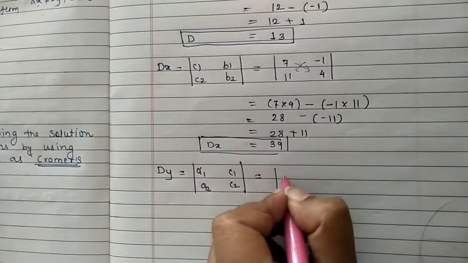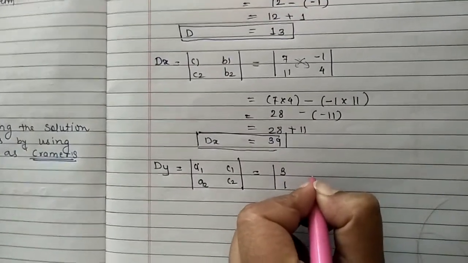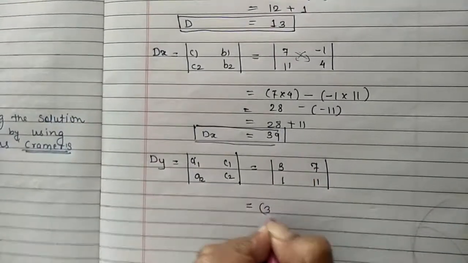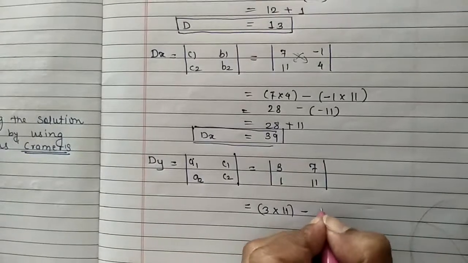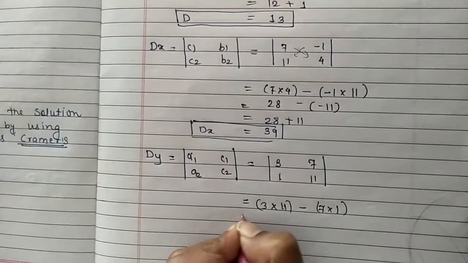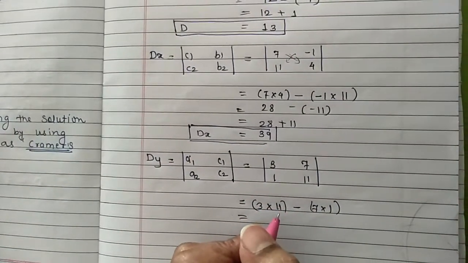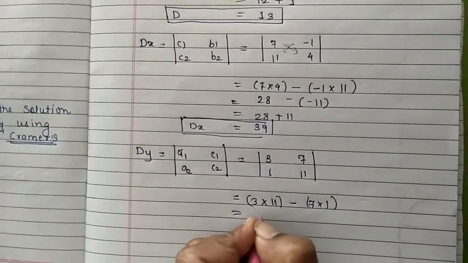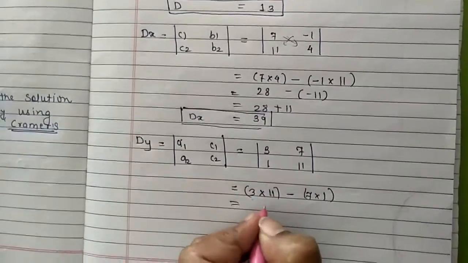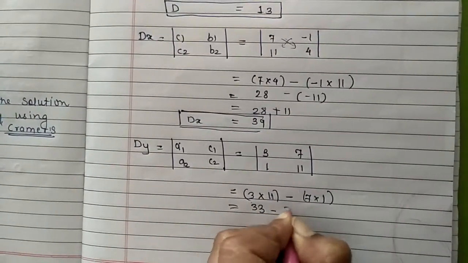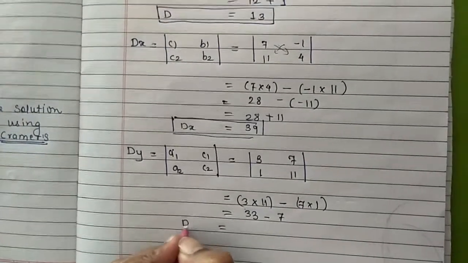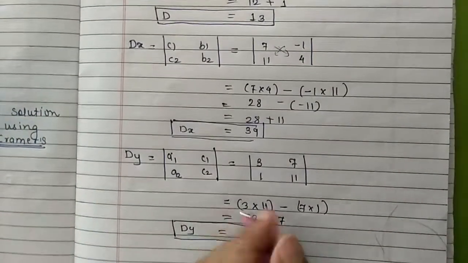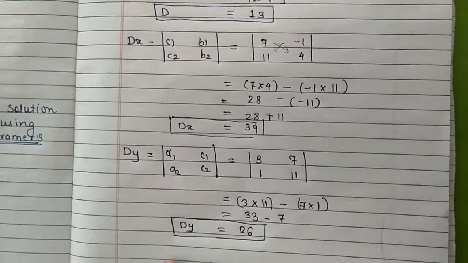So a1 is 3, 1 is c1, and c2 is 7, 11. So here again 3 into 11 and minus 7 into 1. So 3 into 11 is 33, and minus 7 ones are 7. 33 minus 7 is nothing but the dy value. So what we are getting, the answer 33 minus 7 is equal to 26.